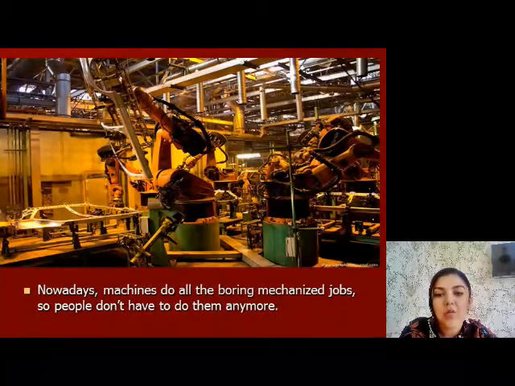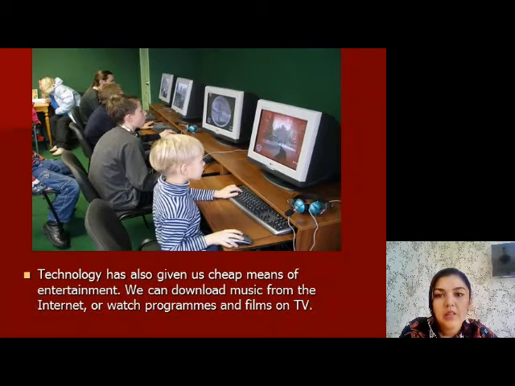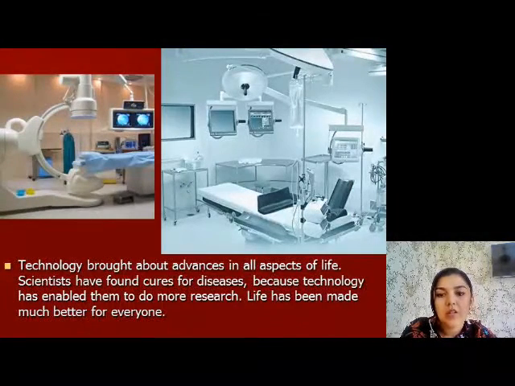Nowadays machines do all the boring mechanized jobs, so people don't have to do them anymore. Technology has also given us cheap means of entertainment. We can download music from the internet or watch programs and films on TV. And next, technology brought about advances in all aspects of life. Scientists have found cures for diseases because technology has enabled them to do more research. Life has been made much better for everyone.